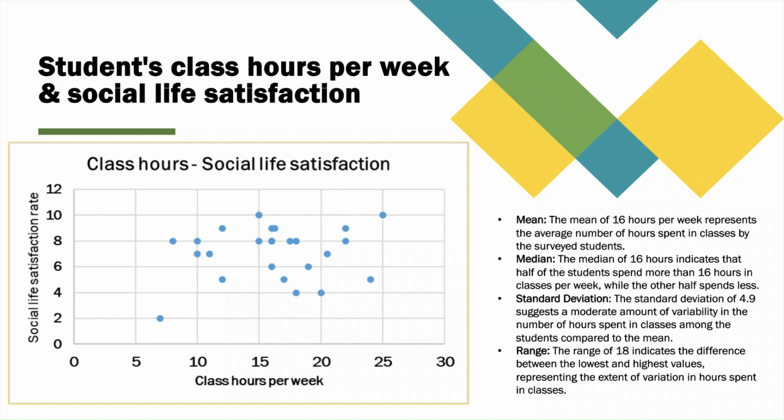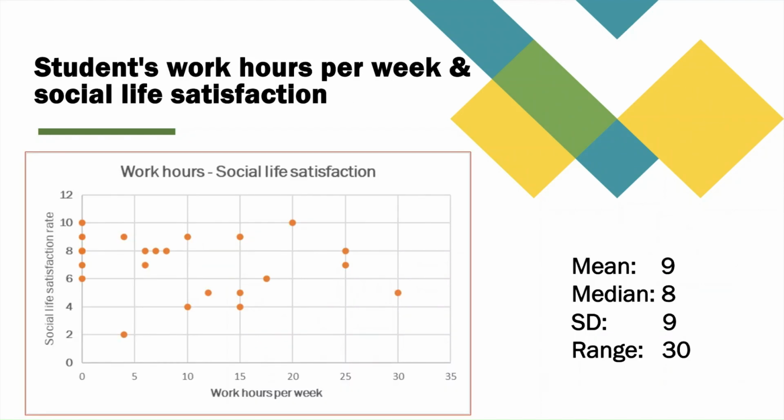The standard deviation of 4.9 suggests a moderate amount of variability in the number of hours spent in classes among the students compared to the mean. The range of 18 indicates the difference between the lowest and highest values, representing the extent of variation in hours spent in classes.